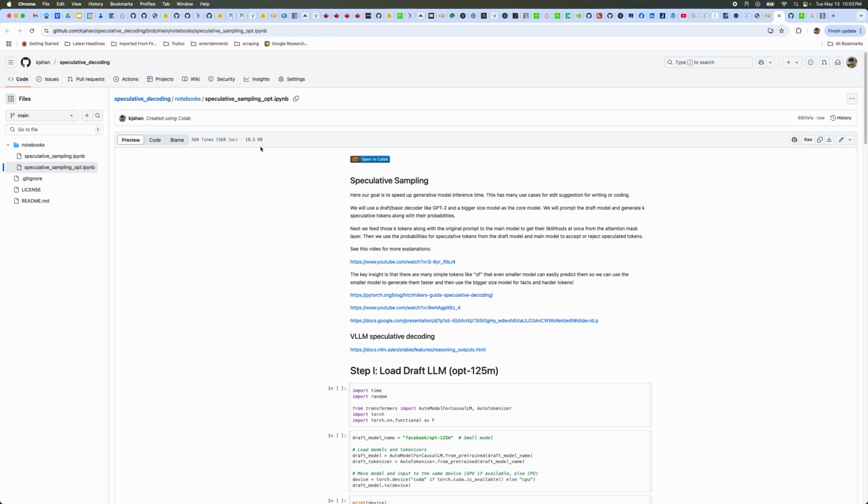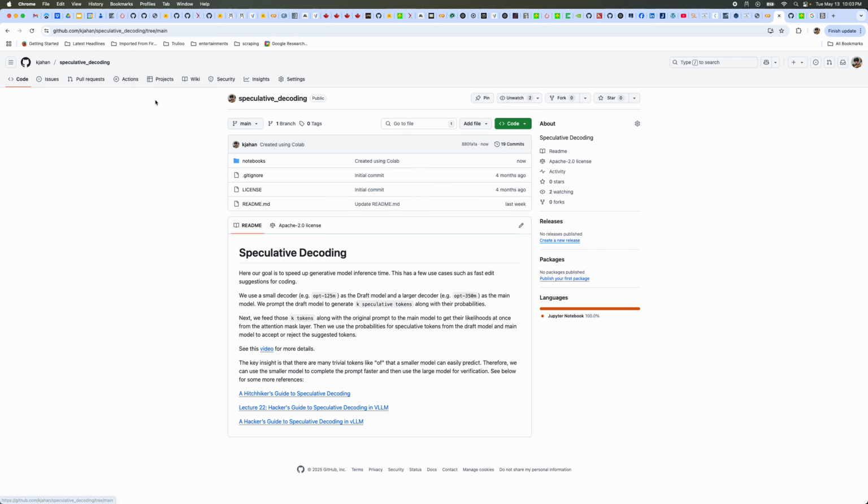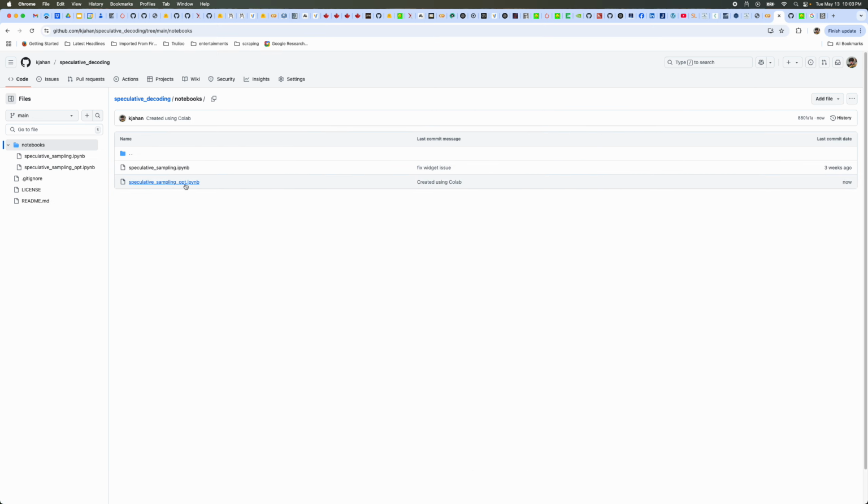So essentially, this is the notebook that we just went through. If you go to my repository, it's public, speculative decoding. You can see the notebook that we just went through, which is speculative sampling OPT.